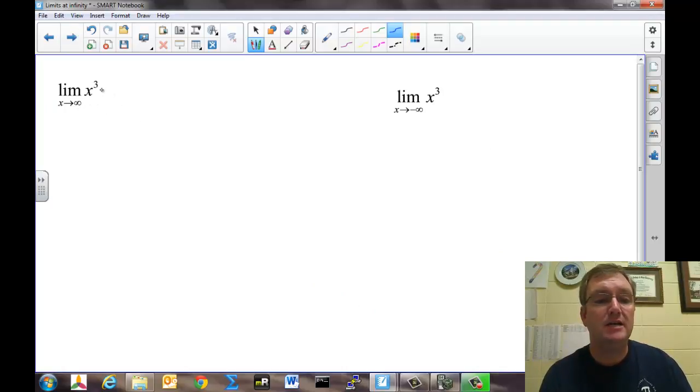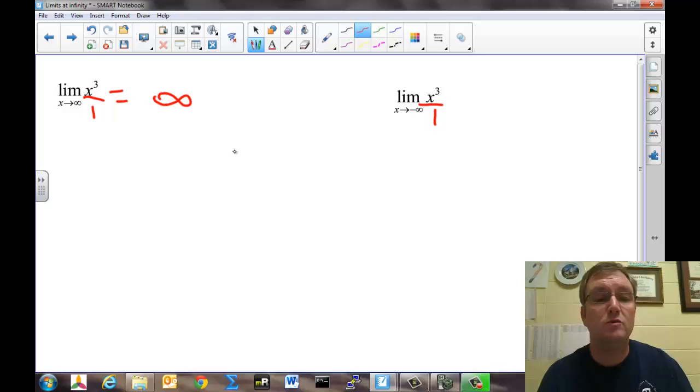The limit as x approaches infinity of x to the third, and the limit as x approaches negative infinity of x to the third. Now these are polynomials, so we don't have a rule for them per se. We can write this as x cubed over 1 each time. Okay, now we can use our rules. Where is the highest exponent? It's in the numerator. So then the answer is either infinity or negative infinity.